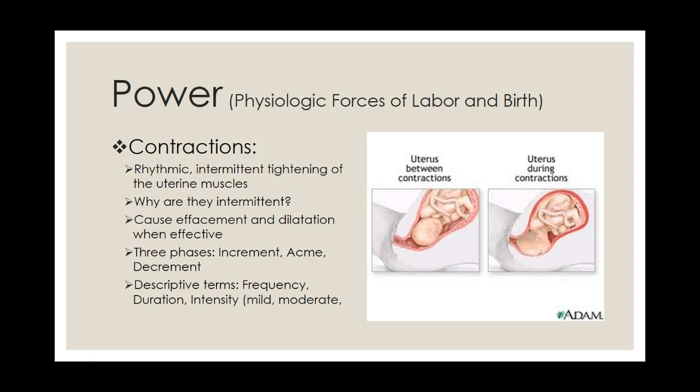Whenever a contraction happens, we are essentially cutting off the oxygen supply to the baby for a short period of time. And so if we continue to cut that off continuously, then we're going to end up with a hypoxic fetus, which is not good. So that's why they are intermittent. Also, if the contraction continues without a respite period in between, then we can build the pressure up in the uterus to a point that the uterus will actually rupture, and that is not good either.